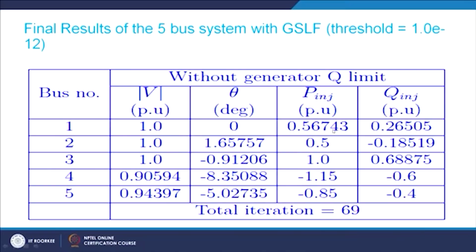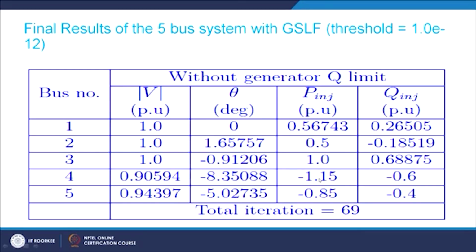Now these are the injected powers at bus 1, 2, 3, 4, 5. At bus 2, please recollect, we have shown in our data that our real power injection is 50 megawatt. So injected power would be 0.5 per unit, and at bus 3 our real power generation is 100 megawatt. So this real power injection would be 0.5 per unit and 1 per unit.